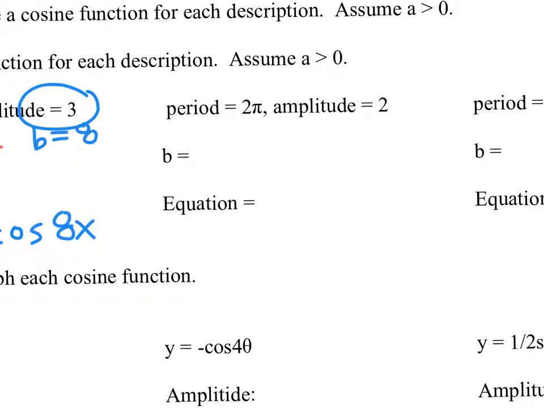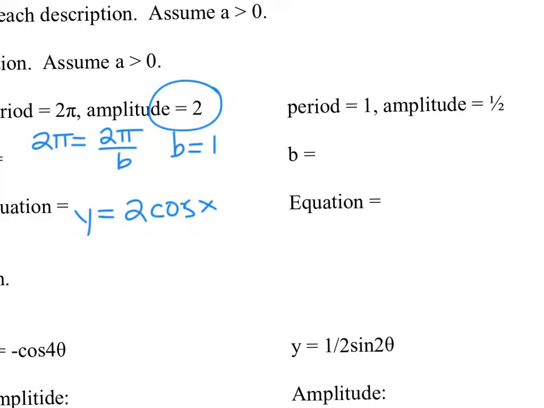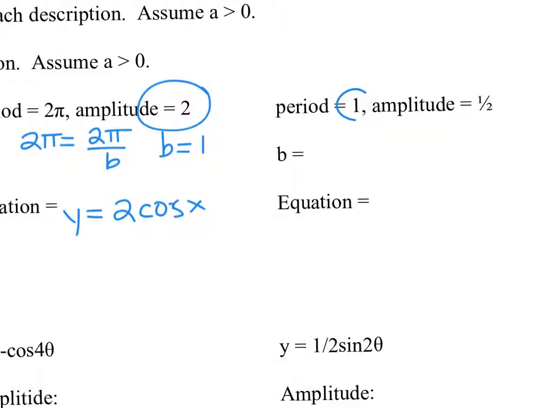Okay, the second one, so I do period equals 2 pi over b. So b has to be 1. And my amplitude is 2, so it's going to be y equals 2 cosine x. And then the third one, the period is 1. So it doesn't have a pi in it, that's okay. So 1 equals 2 pi over b. Solve for b, so b equals 2 pi.